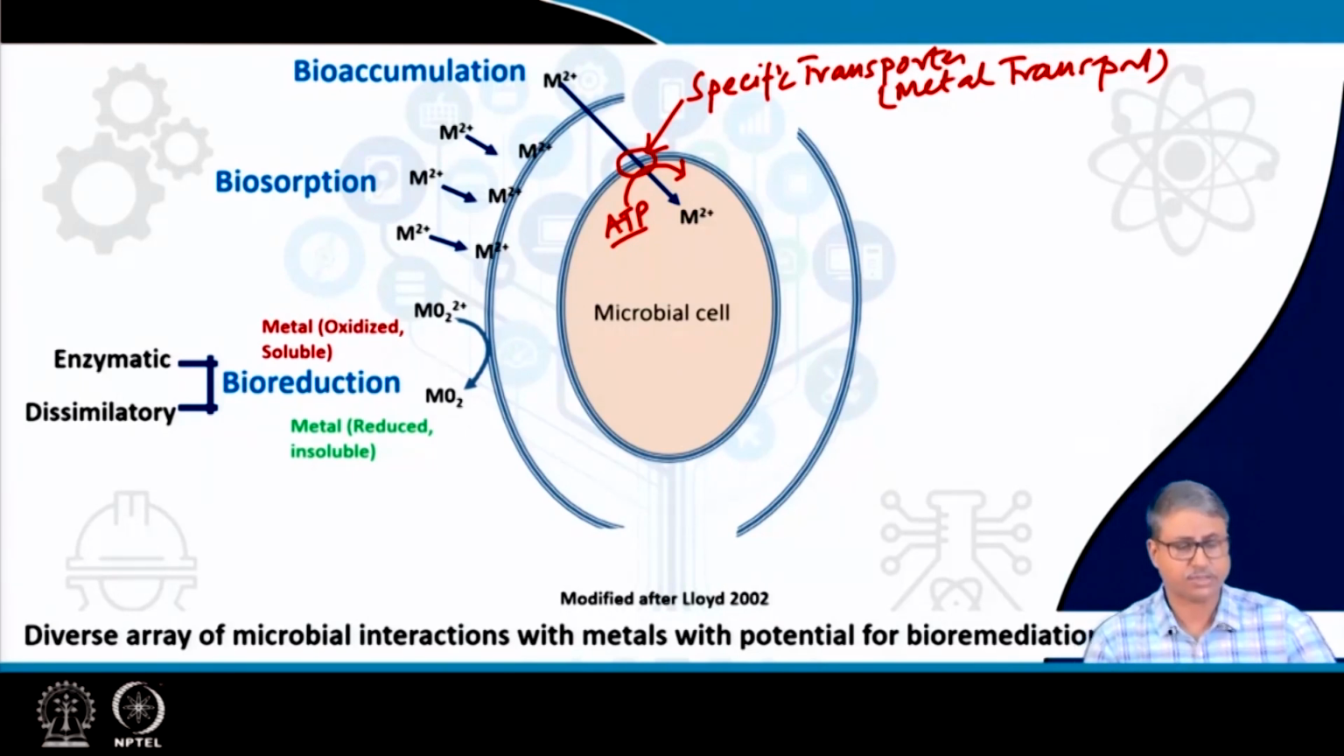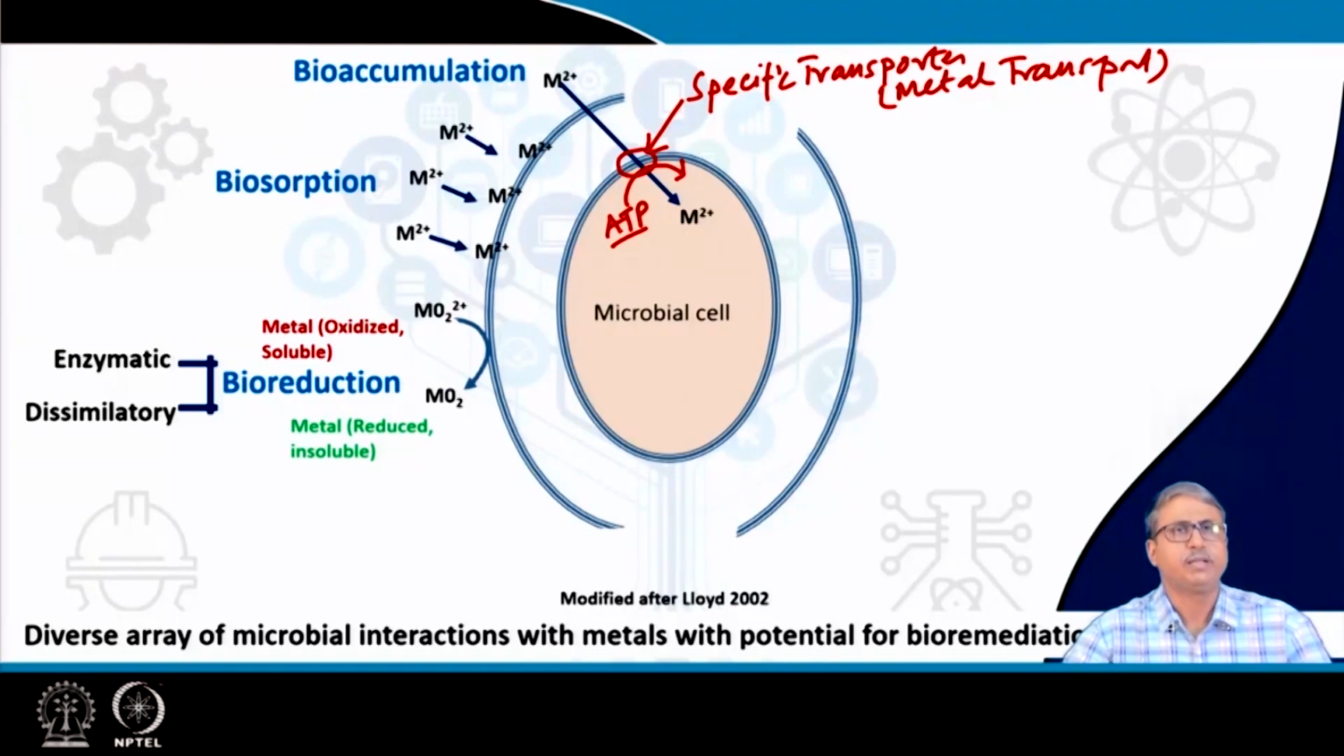The next process is an enzymatic or otherwise transformation process, which is called a bioreduction process, where the soluble metals, and there are different types of soluble metals, for example, uranium.